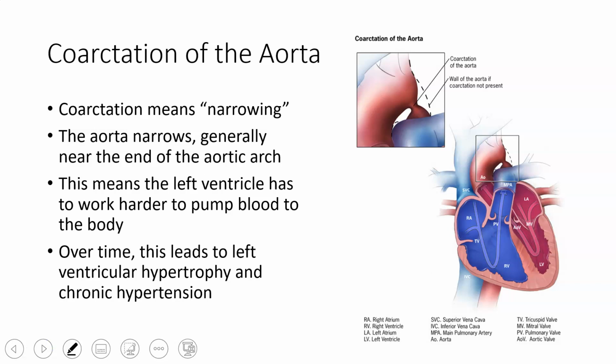Coarctation of the aorta is a narrowing of the aorta that we see here. The aorta narrows, and now the left ventricle has to work harder. This coarctation of the aorta is increasing afterload. Over time, the blood pressure goes up as the ventricle walls get thicker, and this will eventually lead to other cardiovascular disease.